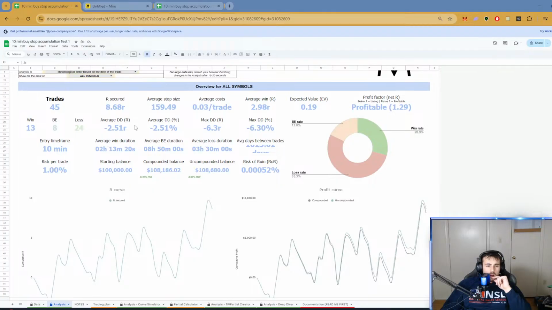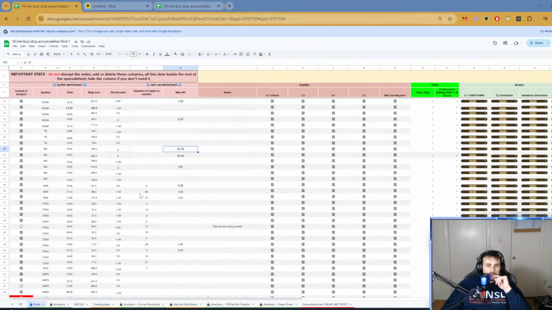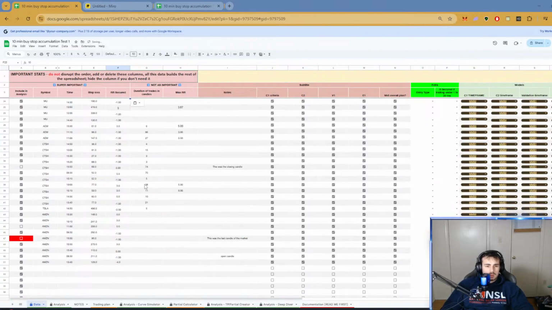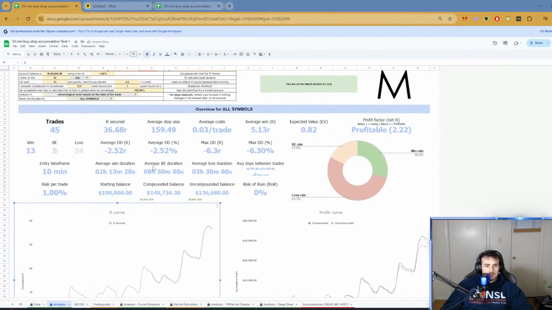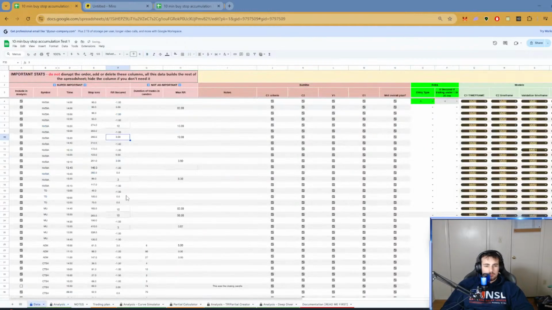Let me see how much R I secured in the overall test. 8.68. I'm just gonna change the ones that ran 10 RR to show 10 RR as a gain instead of 3 RR to see how much profit I missed out on. 36.8. Wow. Okay.